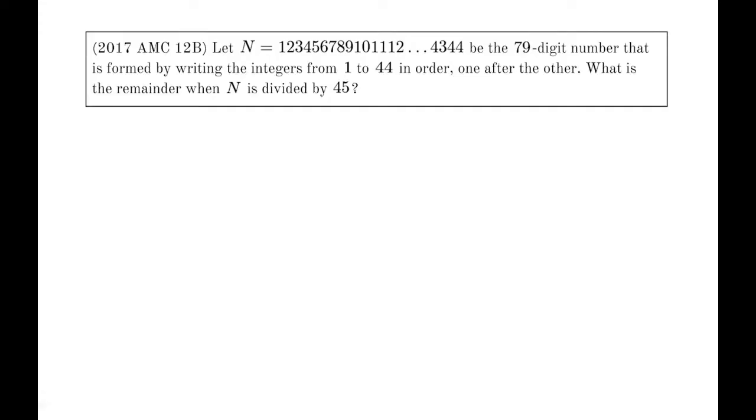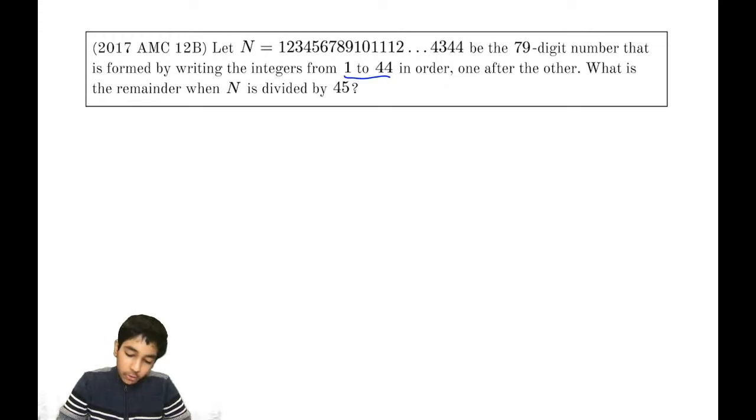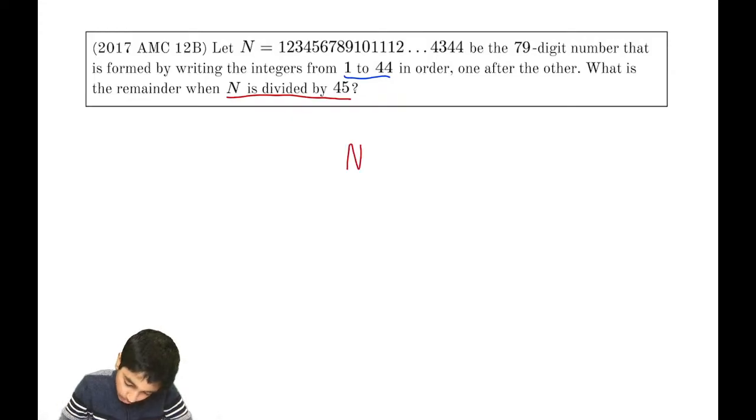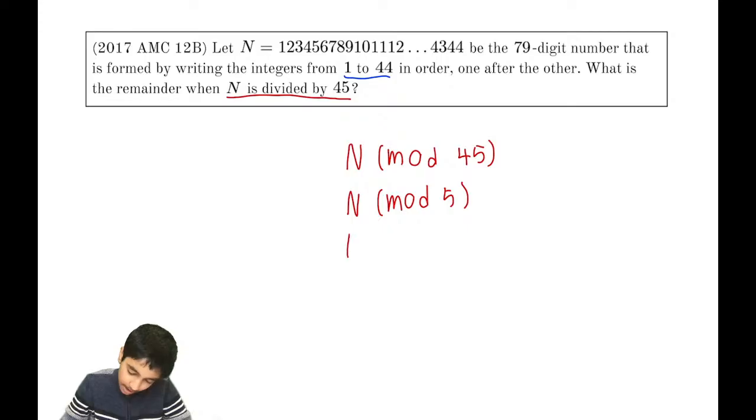Okay, so now let's resume. Some of you had some great ideas in the chat. So we have this large number n, a 79-digit number, with the numbers 1 through 44 in order, one after another. In order to find the remainder when n is divided by 45, in order to find n mod 45, we need to find n mod 5 and n mod 9, right? Because 5 and 9 are relatively prime, we can split it up into these two terms.